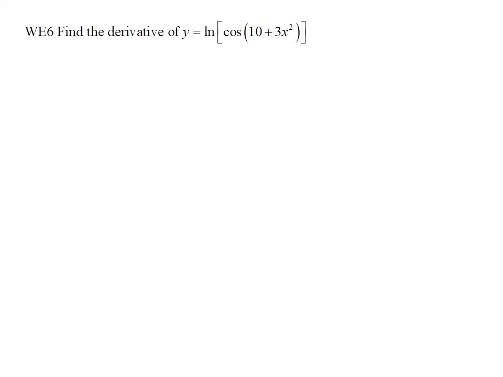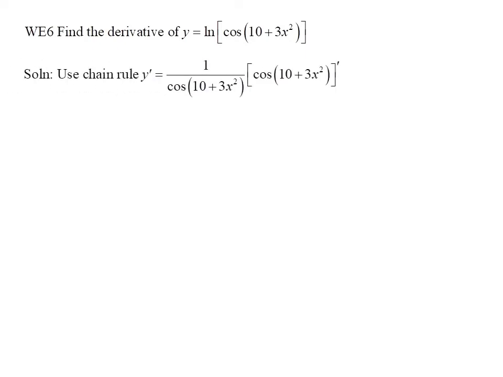Example 6 is to find the derivative of the function y equals natural logarithm of cosine of 10 plus 3x squared. Initial observation tells us that we need to apply the chain rule to find the derivative of this composite function. Since we have already learned that the derivative of the natural logarithm function is the reciprocal of the function times the derivative of its inside function, and the derivative of the cosine function is the negative sine function times the derivative of its inside function, 10 plus 3x squared.